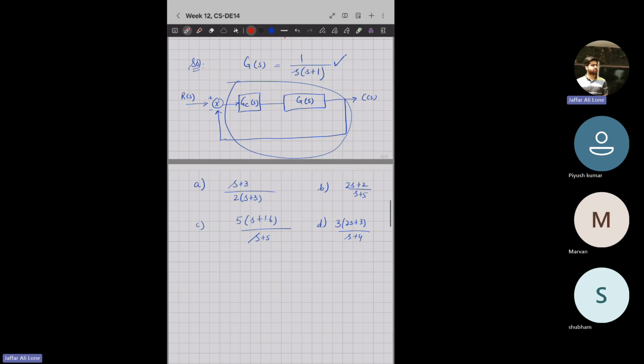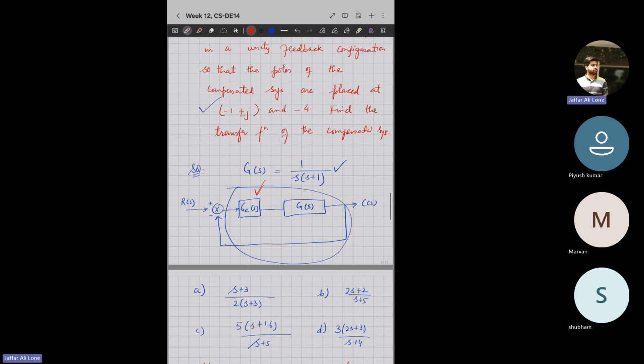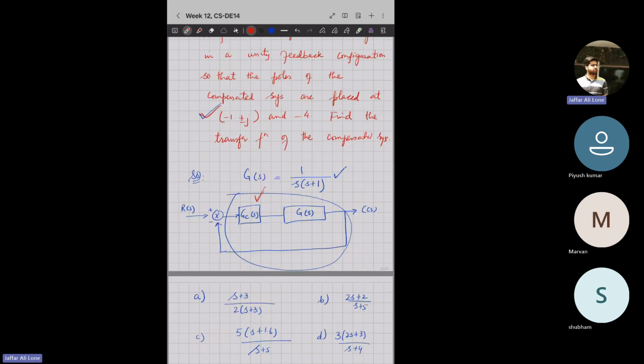So I will give you one hint. Take the compensator transfer function Gc of s equal to k, some gain, times s plus some zero z1, divided by s plus some pole p1. So basically we need to find the values of p1 and z1. So you just plug this Gc(s) here, then find the characteristic equation, because the poles we can find from the characteristic equation.